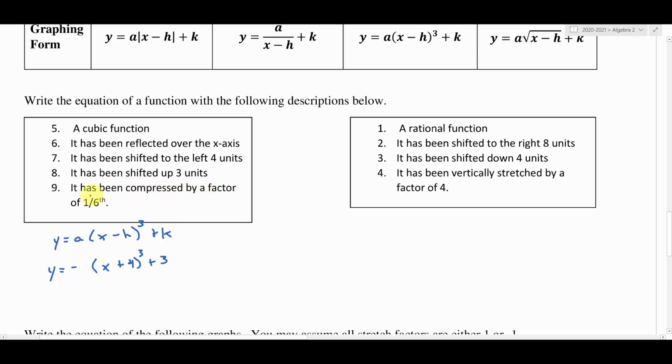And it has been compressed by a factor of 1/6. Well, that tells me what the a value is, right? It was compressed by a factor of 1/6, so I need 1/6 to be in front of the parentheses here. And that completes my equation.